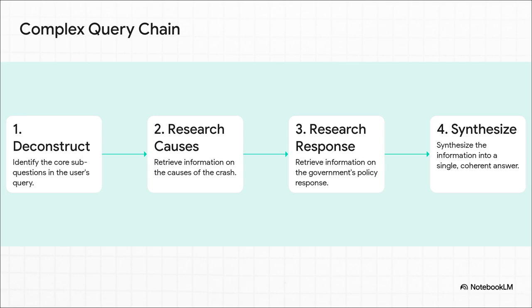Instead of just throwing that whole question at the AI, a chain deconstructs it. First, it figures out there are 2 parts, causes and response. Then, it's like it launches 2 little research bots, one to find the causes, another to find the response. And finally, a third step acts like an editor, pulling it all together into one solid answer. It's methodical, it's robust, and it's way less likely to miss key details.